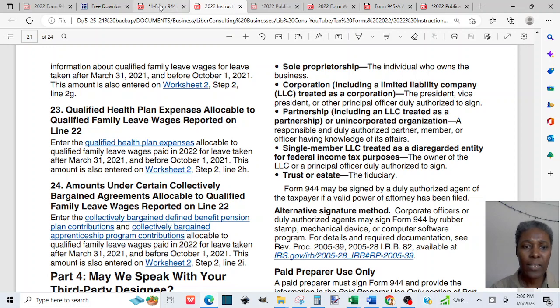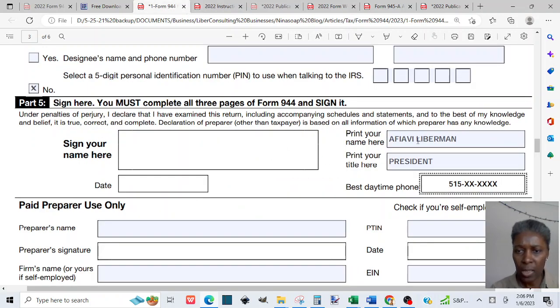So now let's go back to that. As an LLC taxed as an S corp, I'm an officer of the business. I put my name, my title, the phone number, and when I print it out, I'll be able to sign it and date it. When you sign and date it, make a copy. The second copy you can keep for your business records, and the one that you sign is the one you will mail to the IRS.